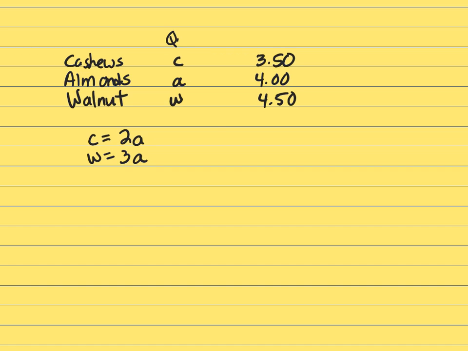So this is the quantity. If we take 3.5 times C, 3.5 is how much it is per pound, and multiply it by however many pounds we have, plus $4 times A, plus 4.5 times W, that's our total cost. And we know our answer will be in terms of A.